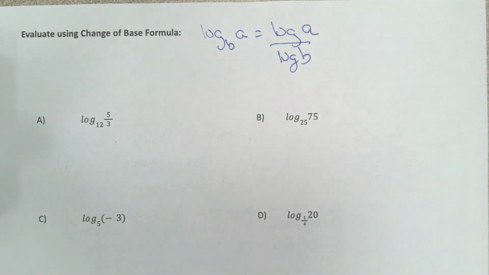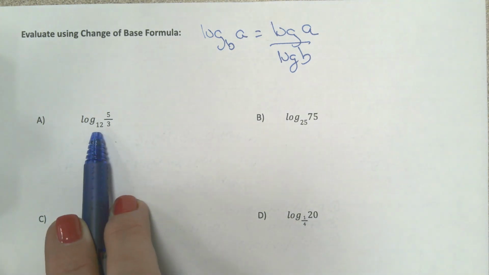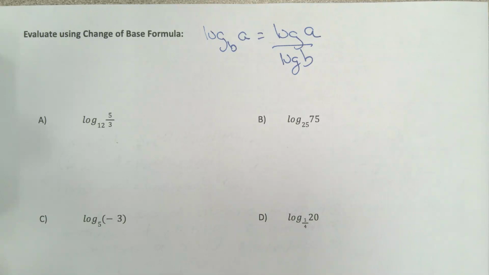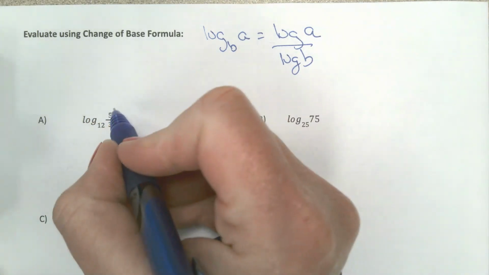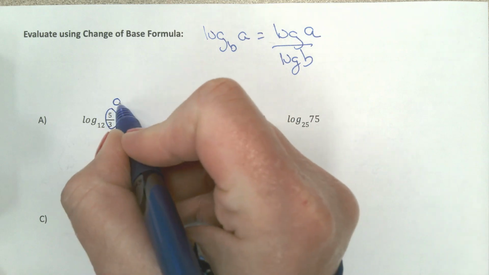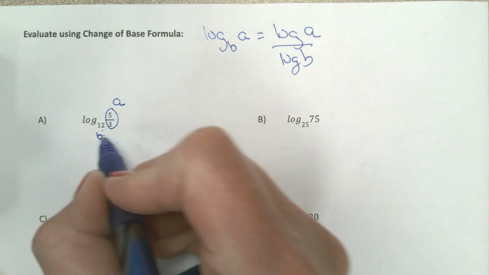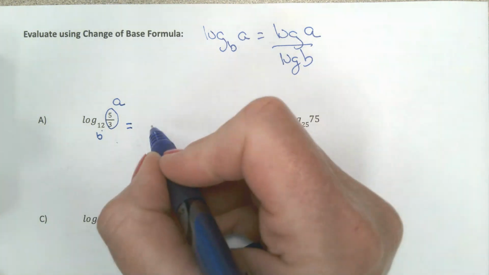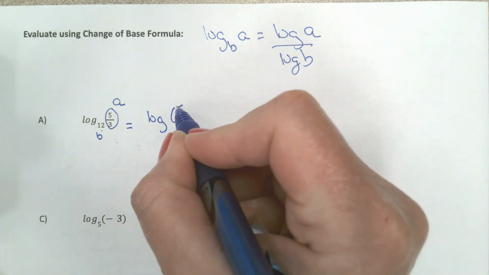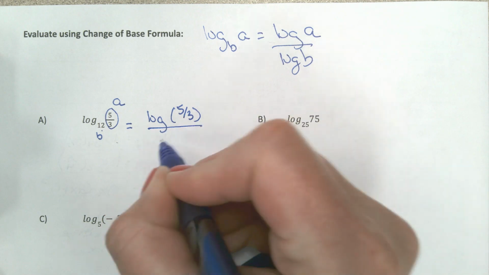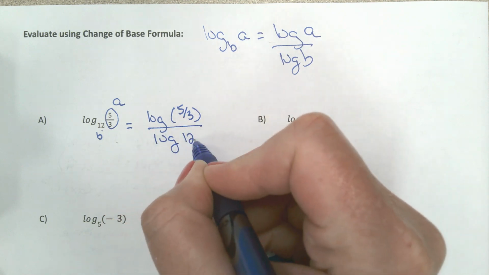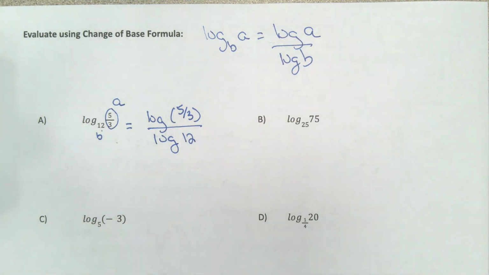So the purpose of the change of base formula is so that we can get it out of something like a base 12 and get it into a base 10, because that's what our calculator can handle. So this 5/3, that is the a, and then that base 12, that's going to be your b. So I would rewrite this as log 5/3 divided by log 12. So you need to enter that in your calculator.